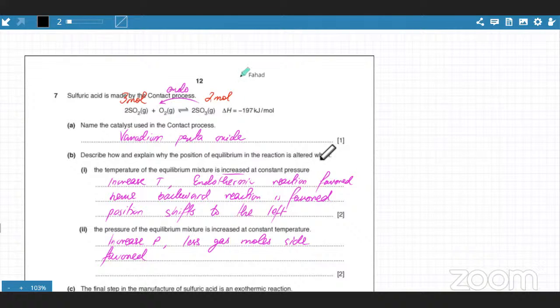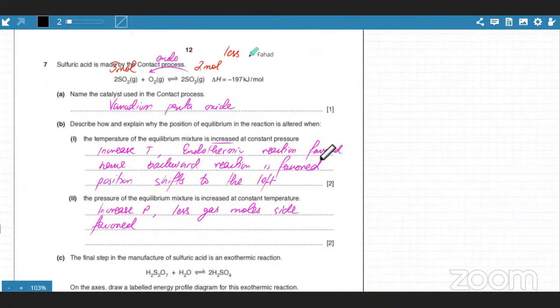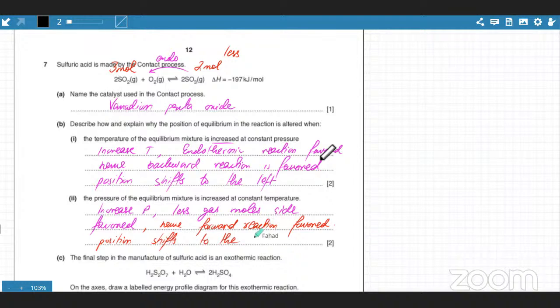So the fewer gas mole side is this one. So it's going to be the forward reaction that's going to be favored. If you increase pressure, the fewer gas mole side is favored, which in this case is the forward reaction. And if the forward reaction is favored, the position shifts to the right. It's going to shift to the right hand side.